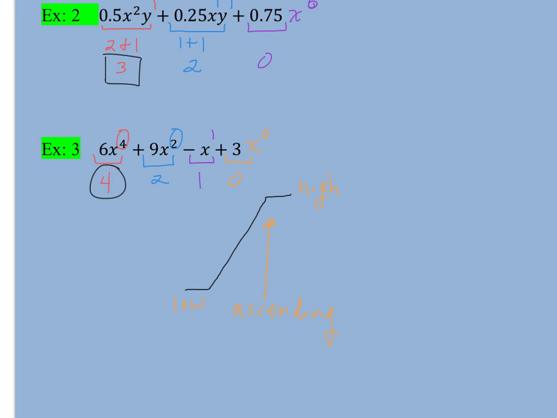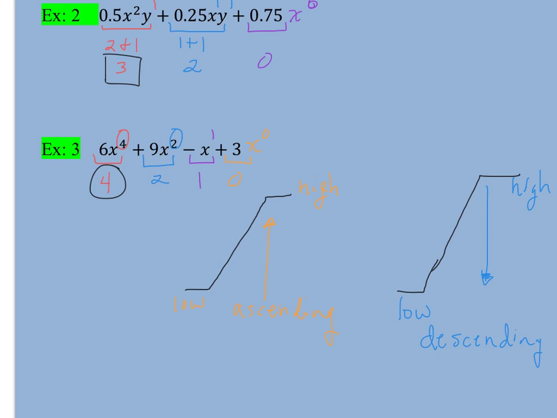Or we could go in descending order. So again, we have low and we have high. But descending order means you go from high to low. Currently, this polynomial is in descending order. It goes 4, 2, 1, 0, highest to lowest.